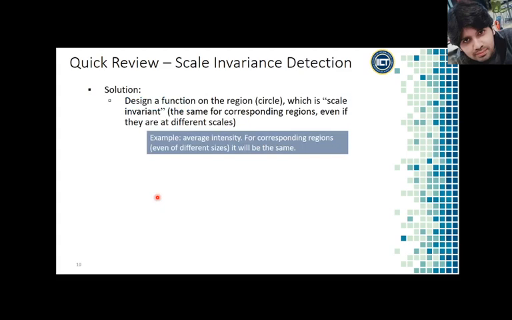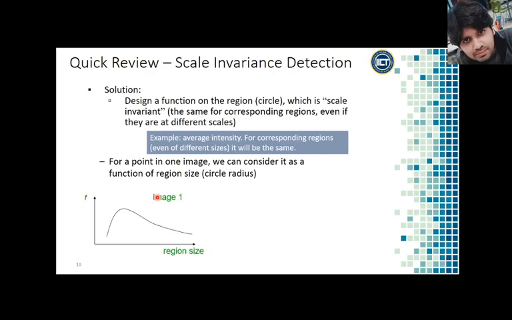So the solution is we should design a function on the region which is scale invariant, so we can compute it for the corresponding regions even if they are at different scales. For instance, we can look for the average intensity. So for corresponding regions, even of different sizes, it will be the same. This is one of the examples. For a point in one image, we can consider it as a function of region size. Let's say circle size. So let's represent the x-axis as region size and the y-axis as the function.